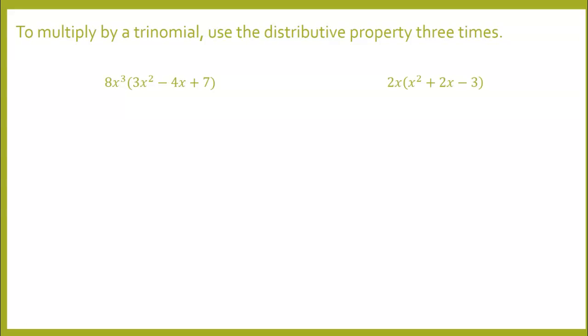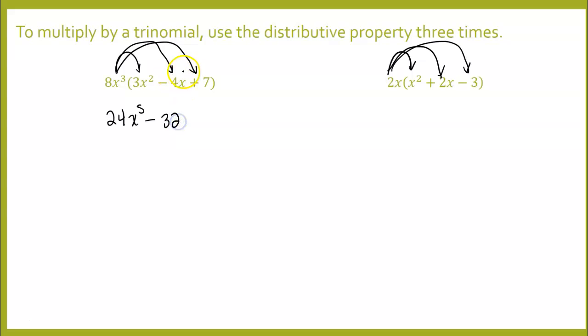If we want to multiply by a trinomial, then we need to use that distributive property 3 times. So we're distributing, distributing, distributing. So this becomes 8 times 3, which is 24x to the 5th. 8 times 4, which is 32. Don't forget there's an invisible 1 there. 3 plus 1 is 4. And 8 times 7 is 56x to the 3rd. There's no like terms, so we're just done.